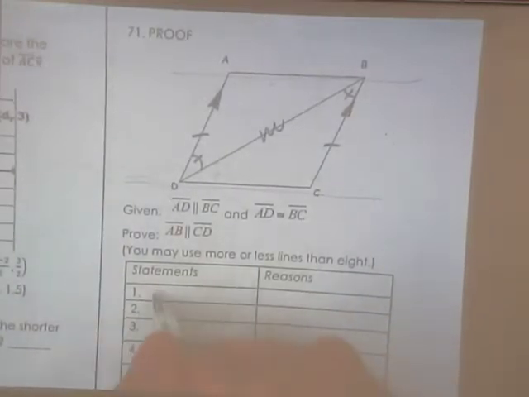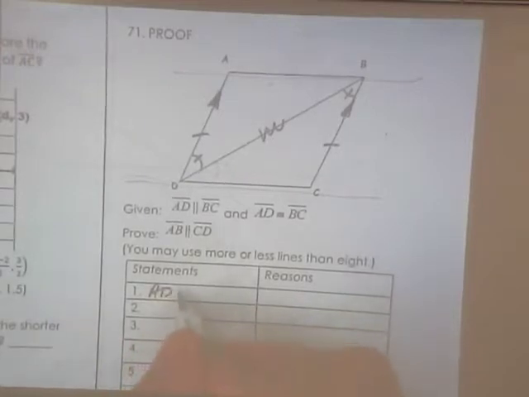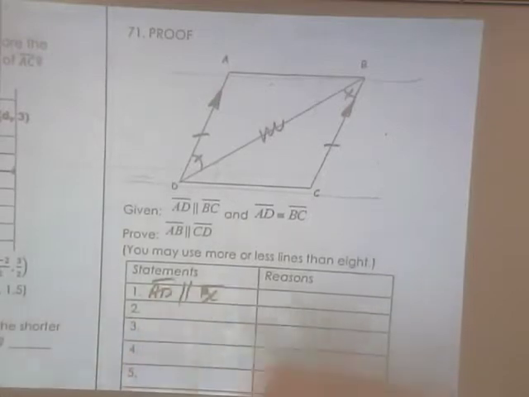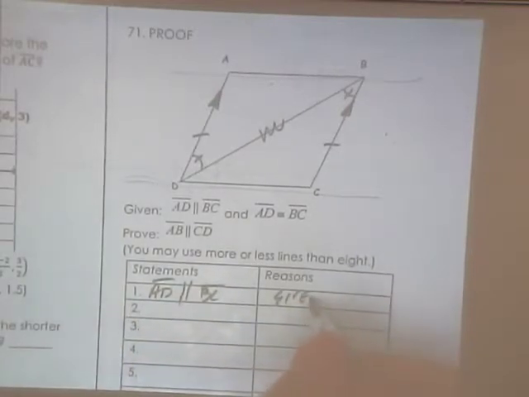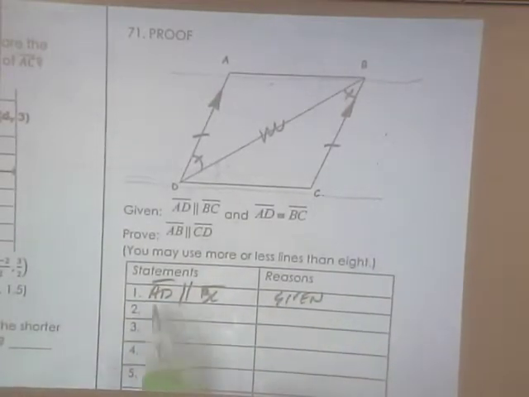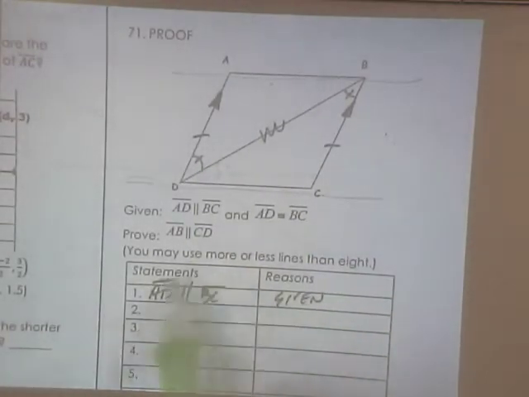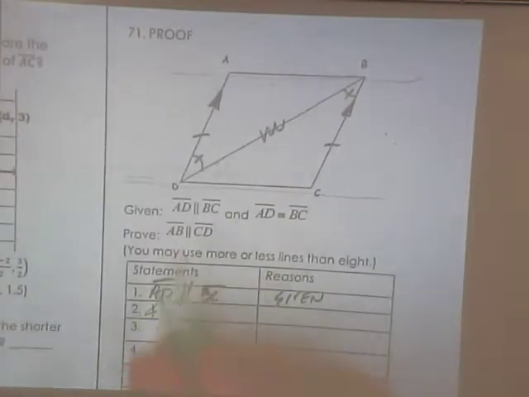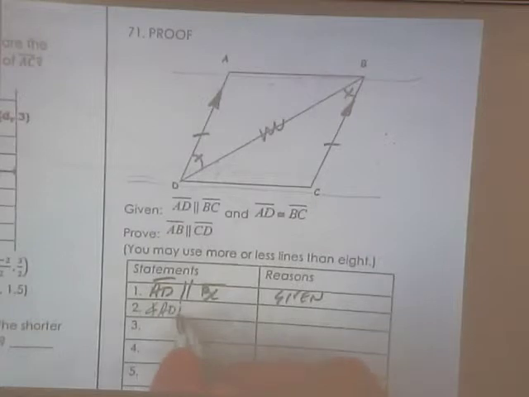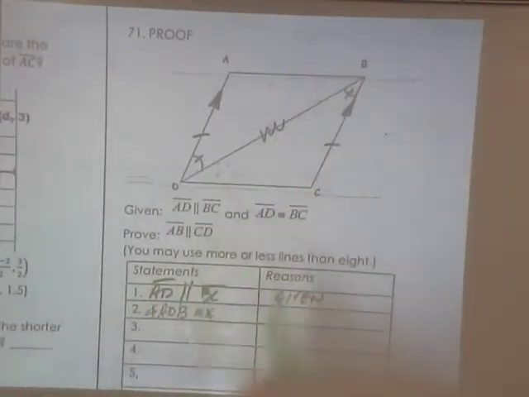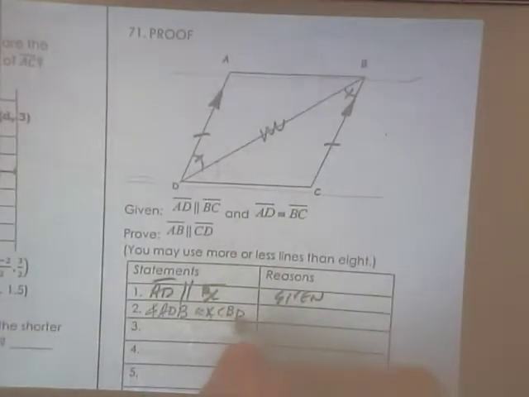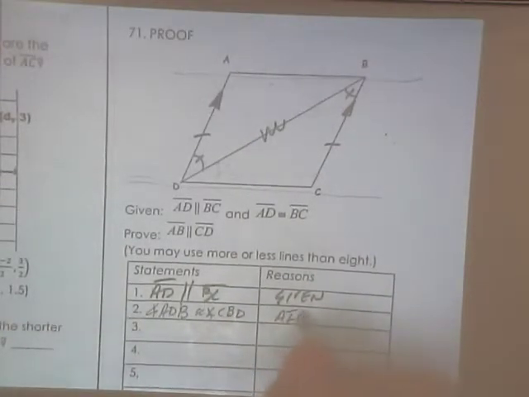So AD is parallel to BC, given. So right from this, let's go ahead and mention that our angles are congruent, right? Because they're alternating interior. Because we need parallel lines, then we can do that. So let's say angle ADB is congruent to angle CBD by alternating interior angles.